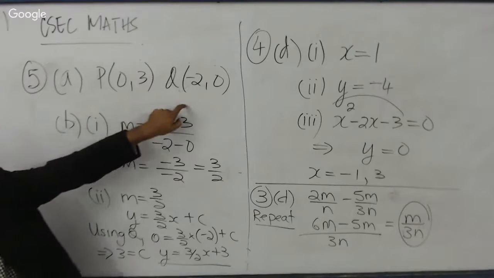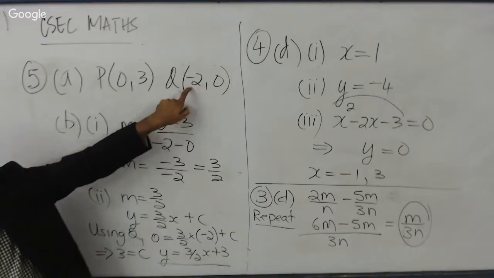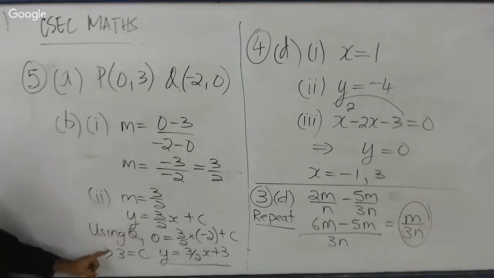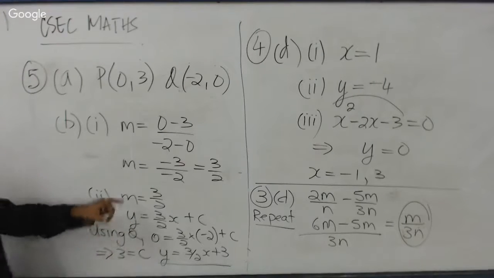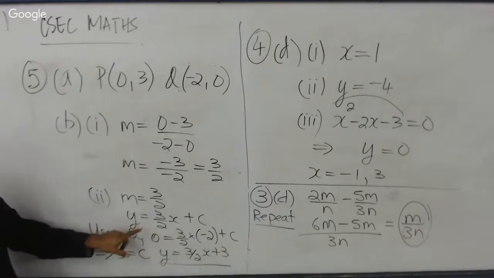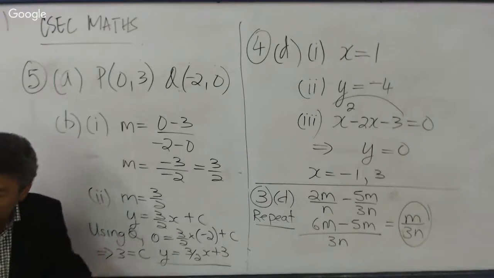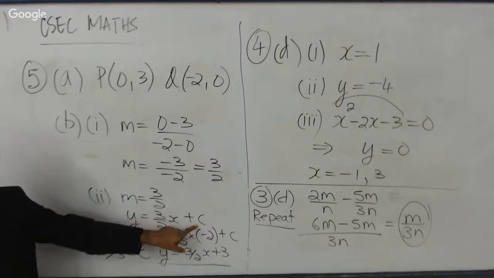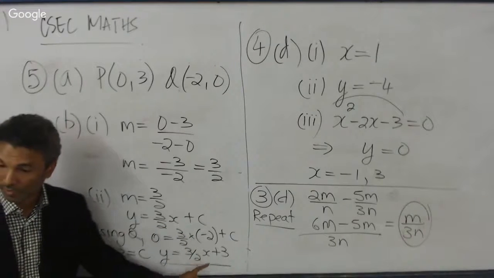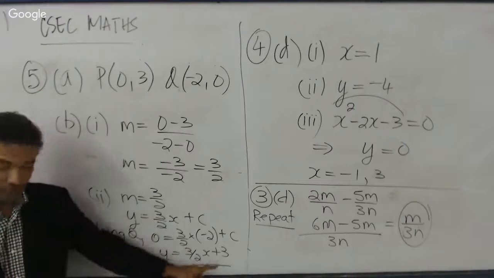So I use Q, where x equals -2, y equals 0. So where I say y, I put 0, and where I say x, I put -2. And then I solve for c, and I got c equals 3. So you replace the c here and write the equation as y equals 3/2 x plus 3.